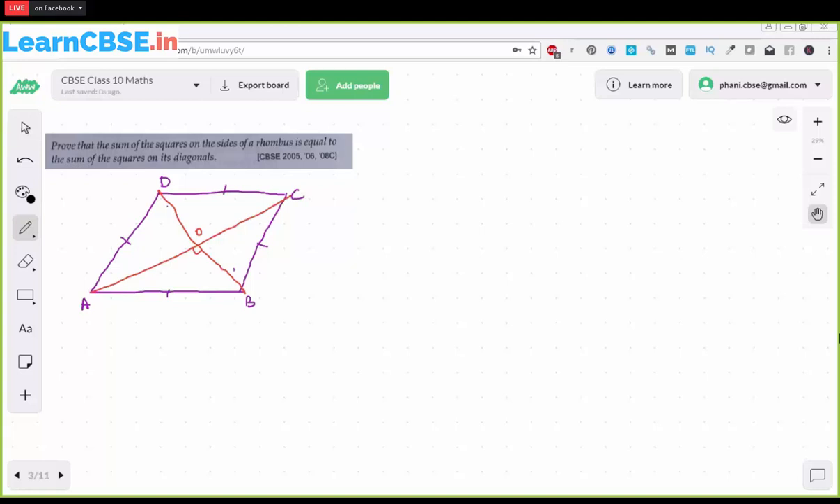So what do we need to prove? We need to prove that the sum of the squares of the sides of a rhombus, AB square plus BC square plus CD square plus AD square, is equal to the sum of the squares of its diagonals, AC square plus BD square. This is what we need to prove.